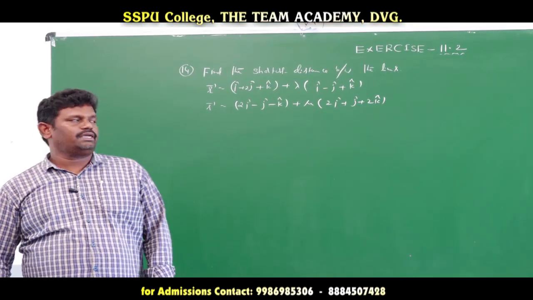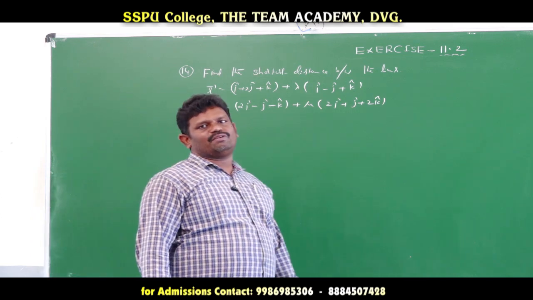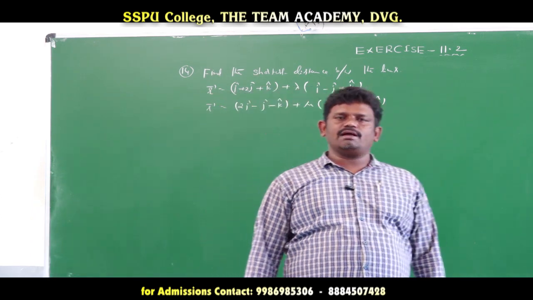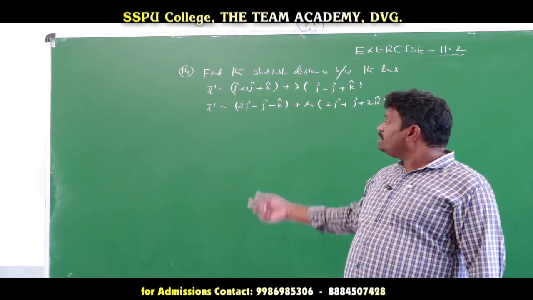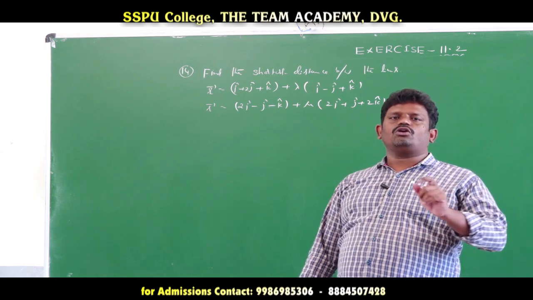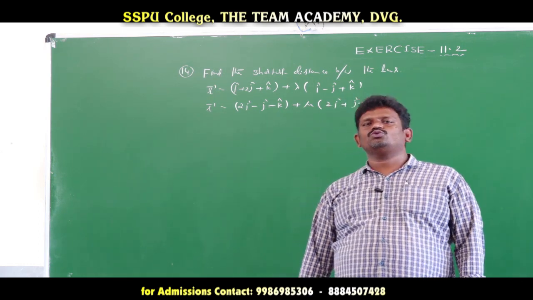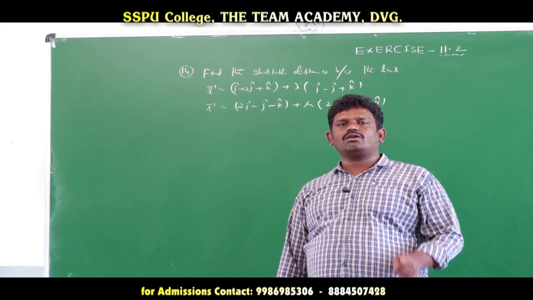Next question: shortest distance between the lines. Here the vector form is given: r1 bar is equal to a1 bar plus lambda into b1 bar, r2 bar is equal to a2 bar plus mu into b2 bar. Then the shortest distance formula, which we already know, is modulus of (b1 bar cross b2 bar) dot (a2 bar minus a1 bar), divided by magnitude of b1 bar cross b2 bar.